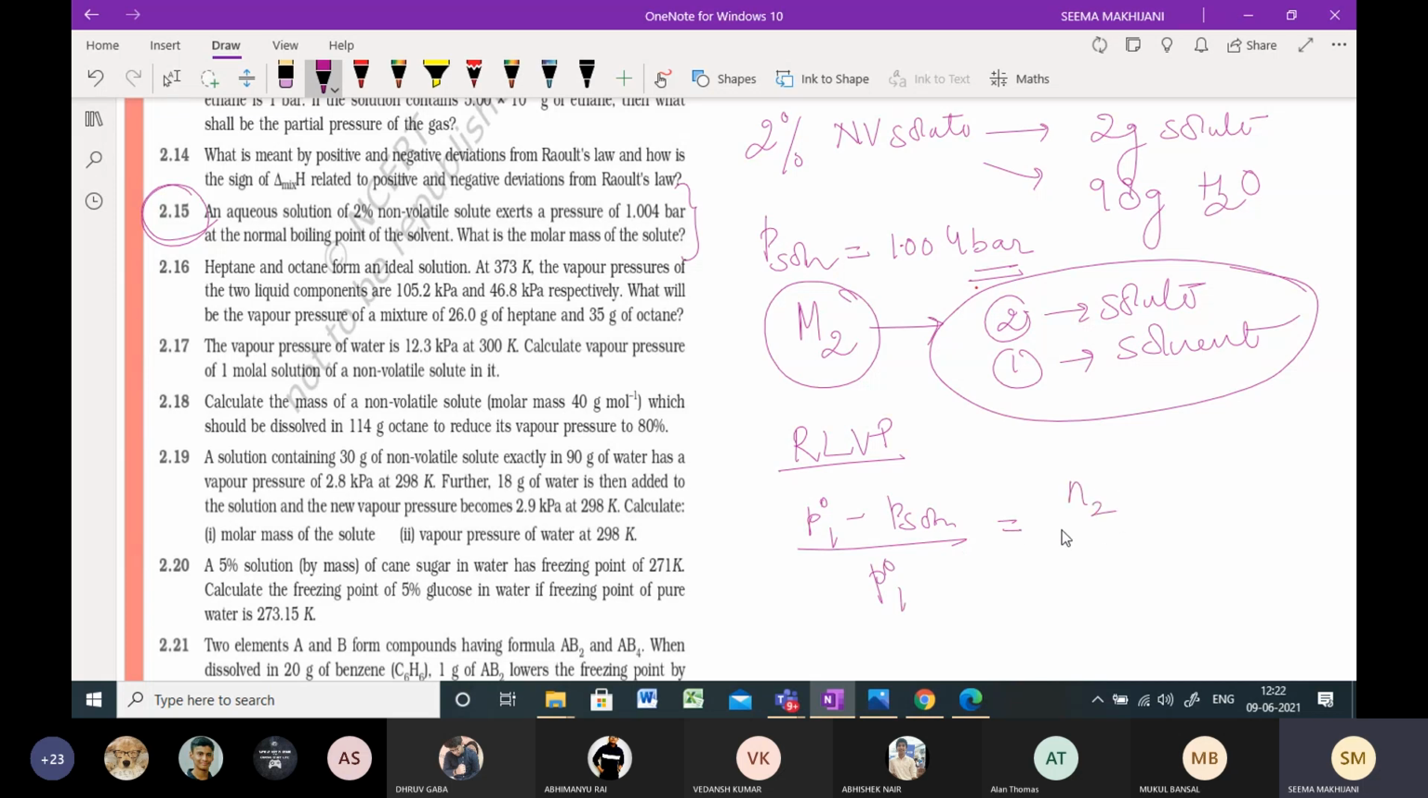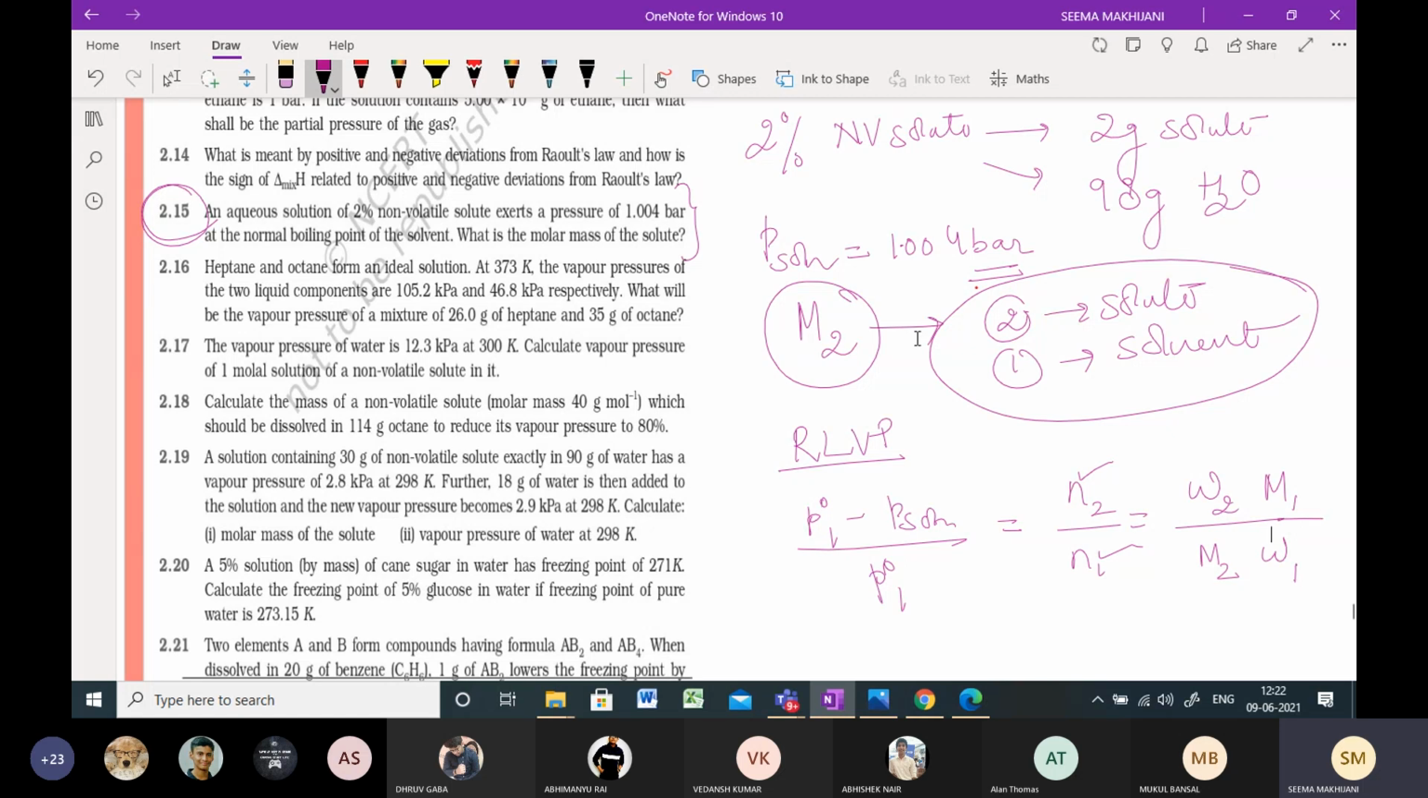I'm opening it up. N2 upon N1 plus N2. Already told you in the first numerical of today's class that you are allowed to ignore N2 in the denominator, because that will make your calculation easier. Also, the second thing is that your colligative properties are applicable for dilute solutions. So you are allowed to do that. So I have removed this, substituting the values. Weight of the solute divided by molecular mass of the solute is your moles of solute. Now moles of solvent will be weight of the solvent divided by molecular mass of the solvent, which goes up.